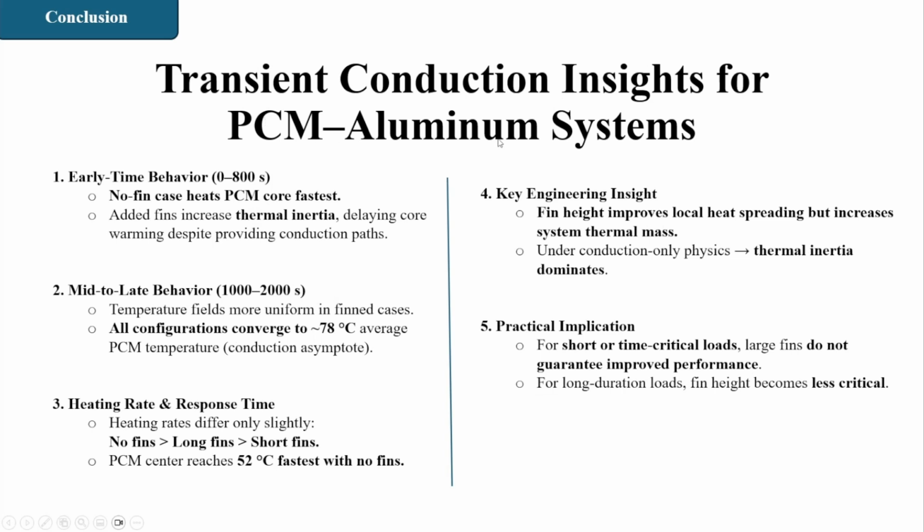Now, a couple of the transient conduction insights for the PCM aluminum systems. This is mainly the conclusion for the project. What I can say about it is that in the early stage, no fin warms the PCM core the fastest because the system has the least thermal mass. Fins improve lateral heat spreading, but delay the core response in the mid and late stages. All cases converge to nearly identical temperatures, so for short transient heating events, fins may not be beneficial. For long duration heating, fin height becomes less important. So these findings establish a clean conduction only baseline that prepares this project for future models, including convection and latent heat, which could be evaluated in CFD analysis.